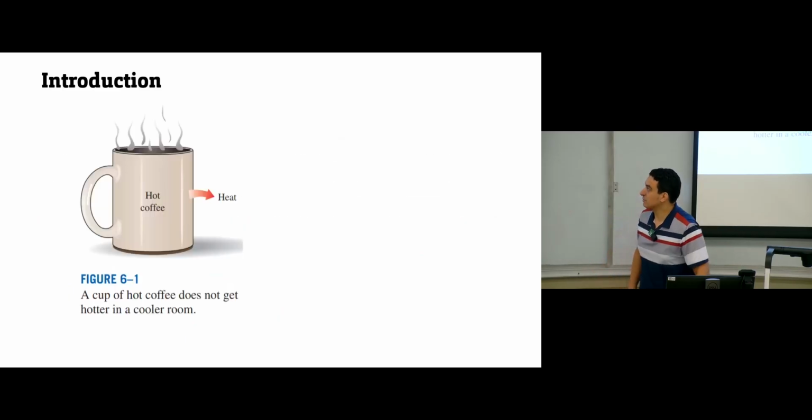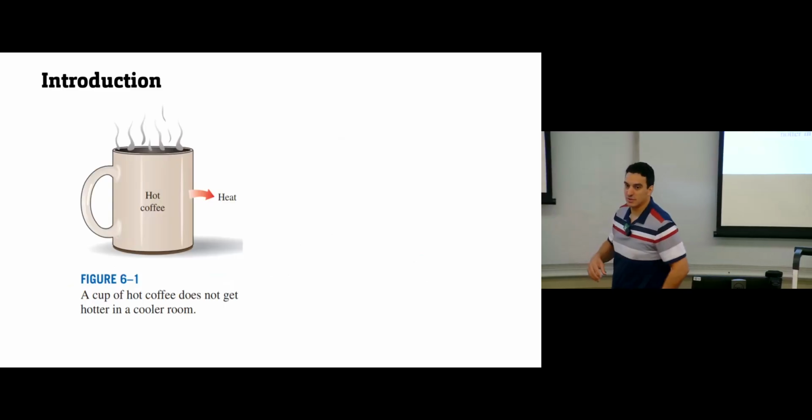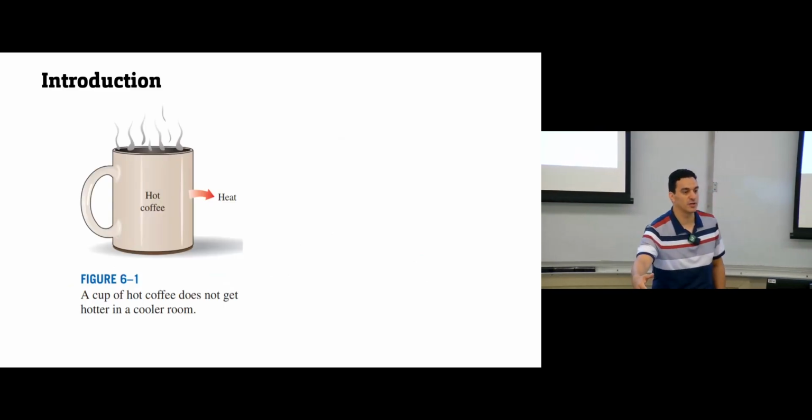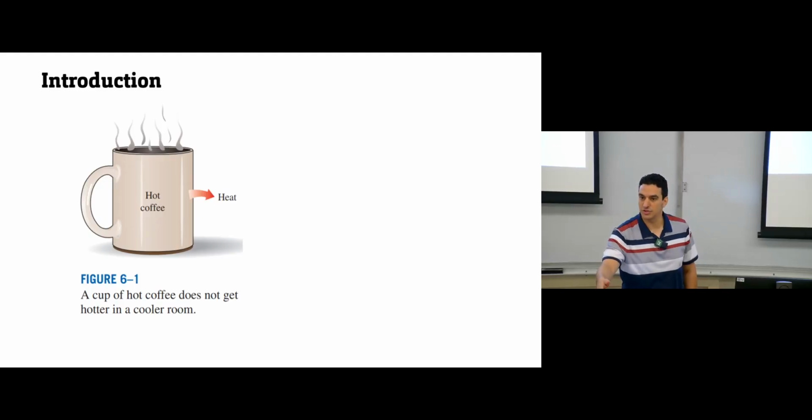Let's take this example. If we have hot coffee and you put this hot coffee on the table, what will happen to the temperature of this coffee over time? The temperature will decrease, right? This is the first law of thermodynamics, we have heat loss from the system. But if you have hot coffee and you put it on the table, the first law of thermodynamics says it's possible that its temperature will increase.